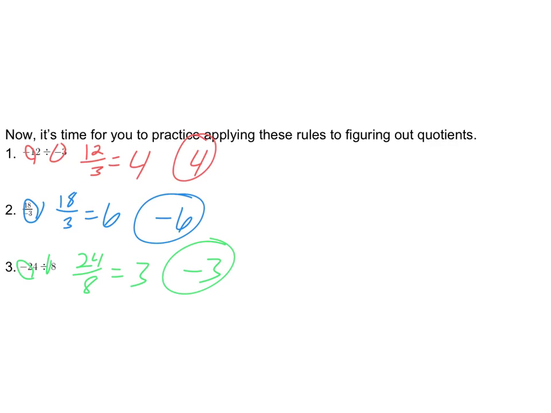Okay, for the first one, 12 divided by 3 is 4, and since they're both negative numbers, the negatives cancel each other out, giving me a positive 4 for an answer. For the second one, 18 divided by 3 is 6, and since the top is positive, the bottom is negative, that's one of each, so my answer is going to be a negative 6. For the last one, 24 divided by 8 is 3. And you'll notice 8 is positive, 24 is negative. I've got one of each, so that means my answer is negative 3.